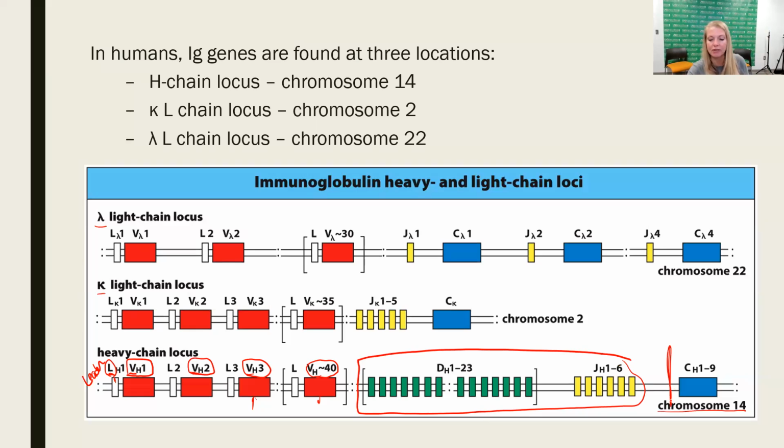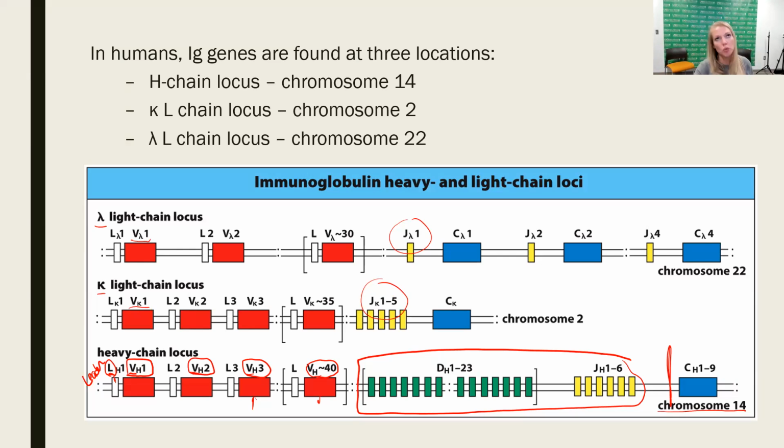Then we have our constant regions, which is where our mu's and our epsilons and delta heavy chains are going to be. Now, if we look at the light chain, it's a much smaller chain, but there's still a lot of segments. And so for the variable region of the lambda up here or kappa, you have around 30 to 35, depending on which one you're looking at, and they're different segments. They don't have a diversity segment though, they only have a joining. So they just have the joining and the variable.